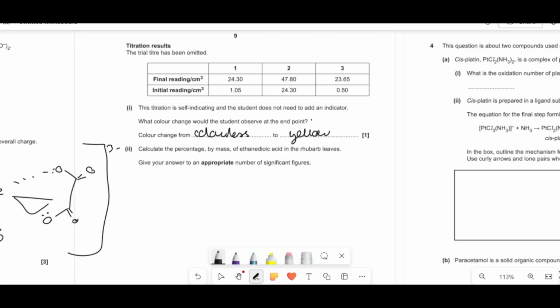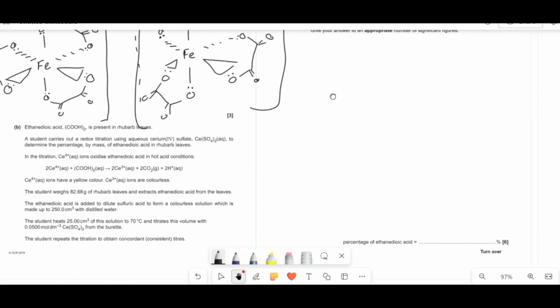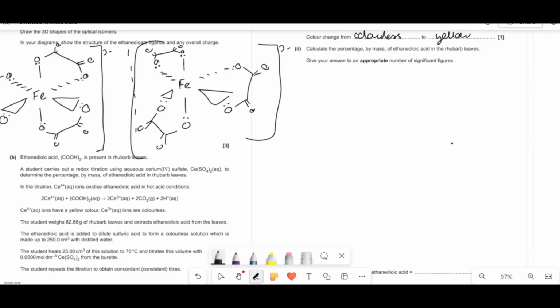So now here, it says calculate the percentage by mass of ethane dioic acid in the rhubarb leaves. Give your answer to an appropriate number of significant figures. Usually just follow what the question's given you. So here they've given us 3, we'll stick to 3. Now, in these styles of questions, you need to just follow the story and make sense of what's happening, because that is a huge paragraph, a bunch of paragraphs and text. You're just going to be all over the place, right? What they've done, step by step, figure out what's going on.